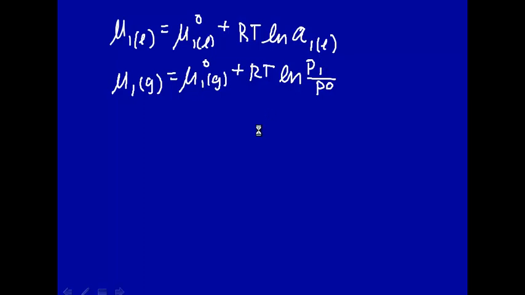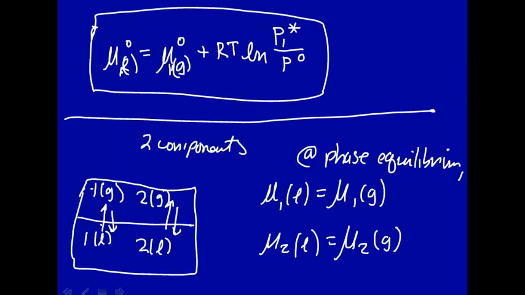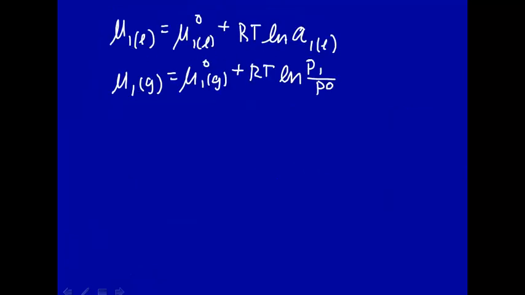However, we do know that the standard state chemical potential of the liquid is the standard state chemical potential of the gas plus this. So this is for standard states, and this is a pure substance. So we can go ahead and substitute in for this standard state chemical potential of the liquid into there, and then of course at phase equilibrium we're going to equate these.